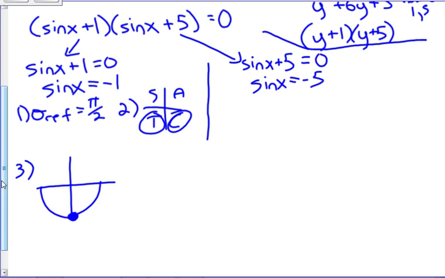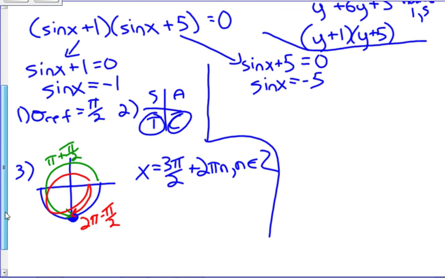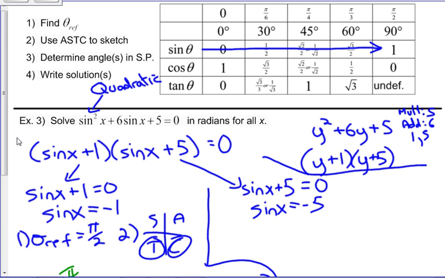Okay. So whether you think of it as pi plus another pi over 2, or whether you think of it as 2 pi minus a pi over 2, your solution is going to be the same. It'll be 3 pi over 2 plus 2 pi n, where n is an integer. Okay. Now the other one, sine x equals negative 5. Let's find the reference angle. I go through my chart. Sine x is never negative 5.